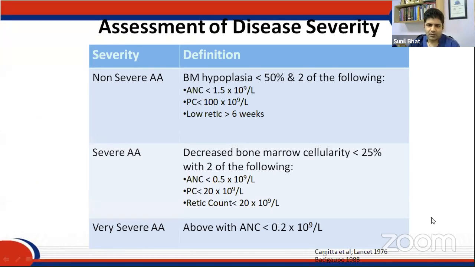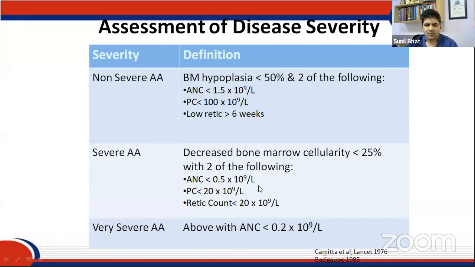So, for example, you have a non-severe aplastic anemia, wherein the neutrophil ANC is less than 1500, platelet count is less than 1 lakh, and bone marrow hypoplasia is there, but the cellularity is not that low. In a severe aplastic anemia, cellularity is less than 25%. That's why I was telling you earlier, bone marrow biopsy is very important to understand the cellularity. Neutrophil count is less than 500, platelet count is less than 20. So that is a severe form of aplastic anemia.